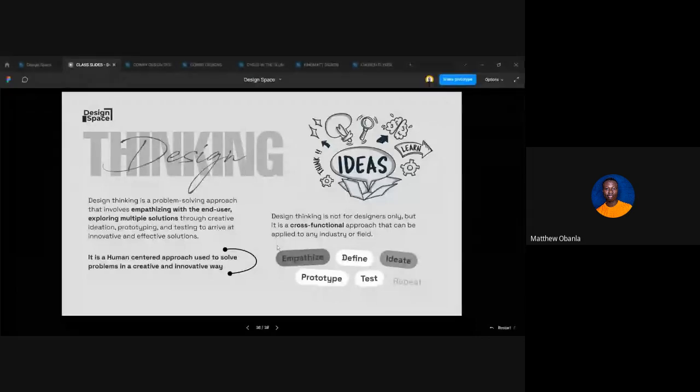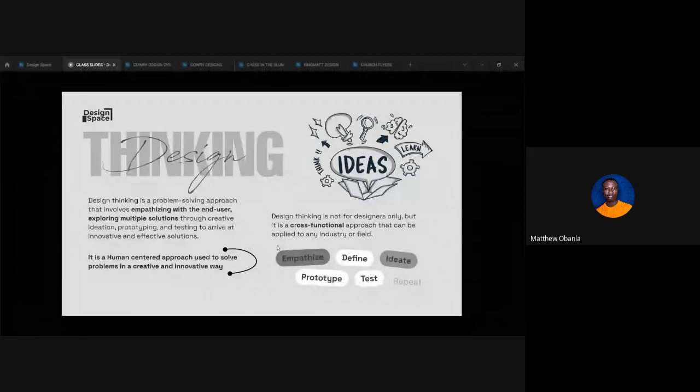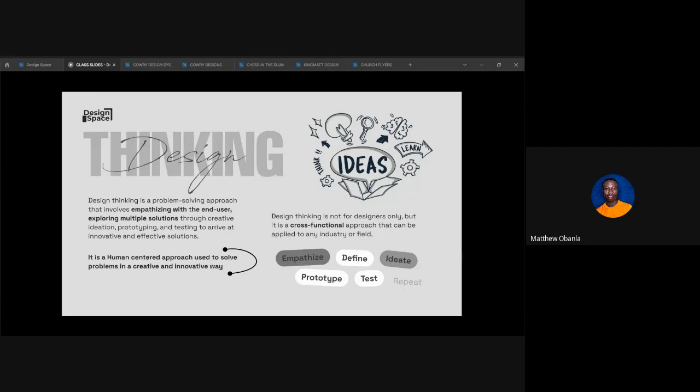It's a problem solving approach, empathizing with the end user, and exploring multiple solutions. That is where different kinds of design creativity come in: exploring multiple solutions through creative ideation, prototyping and testing to arrive at innovative and effective solutions. Basically, this definition is very much tied to product design.